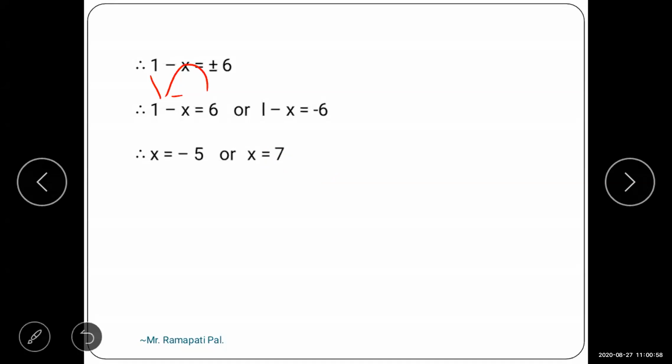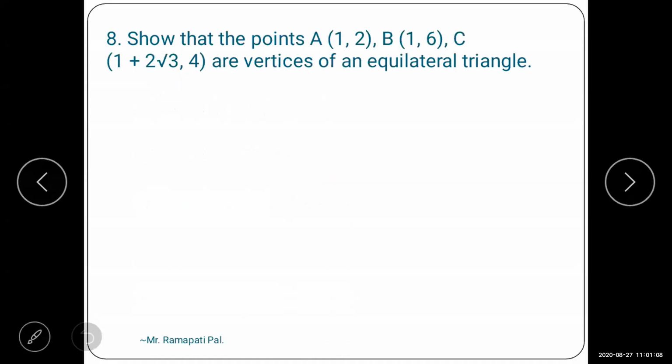Okay? Clear? Sure? Okay. So we will write the value of x is minus 5 or 7. Is it clear? Now question number 8.